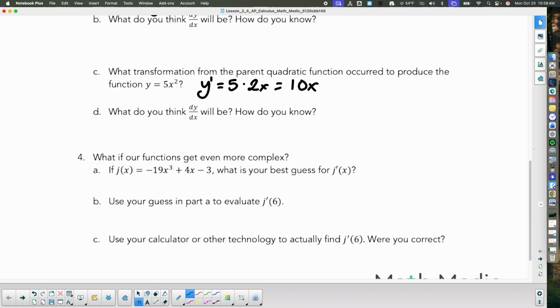If I'm doing the derivative of negative 19x cubed plus 4x minus 3, so this is essentially 3 different derivatives.